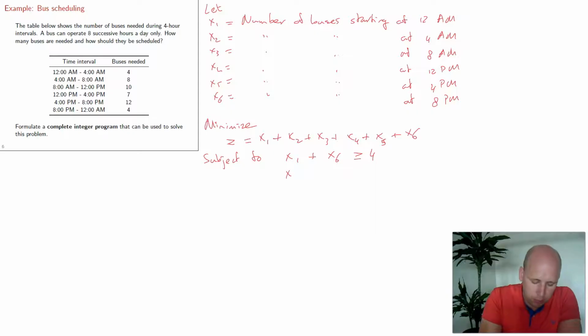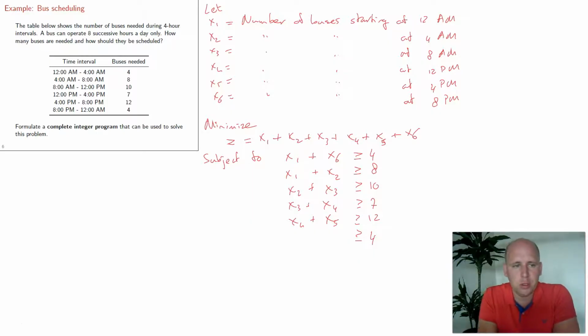The number of buses that we have available between 4 AM and 8 AM is x1 plus x2. That should be at least 8, and this structure continues. So then 10, 7, 12 and 4, and here we get x2 plus x3, x3 plus x4, x4 plus x5, and the number of buses available between 8 PM and 12 AM is then x5 plus x6.